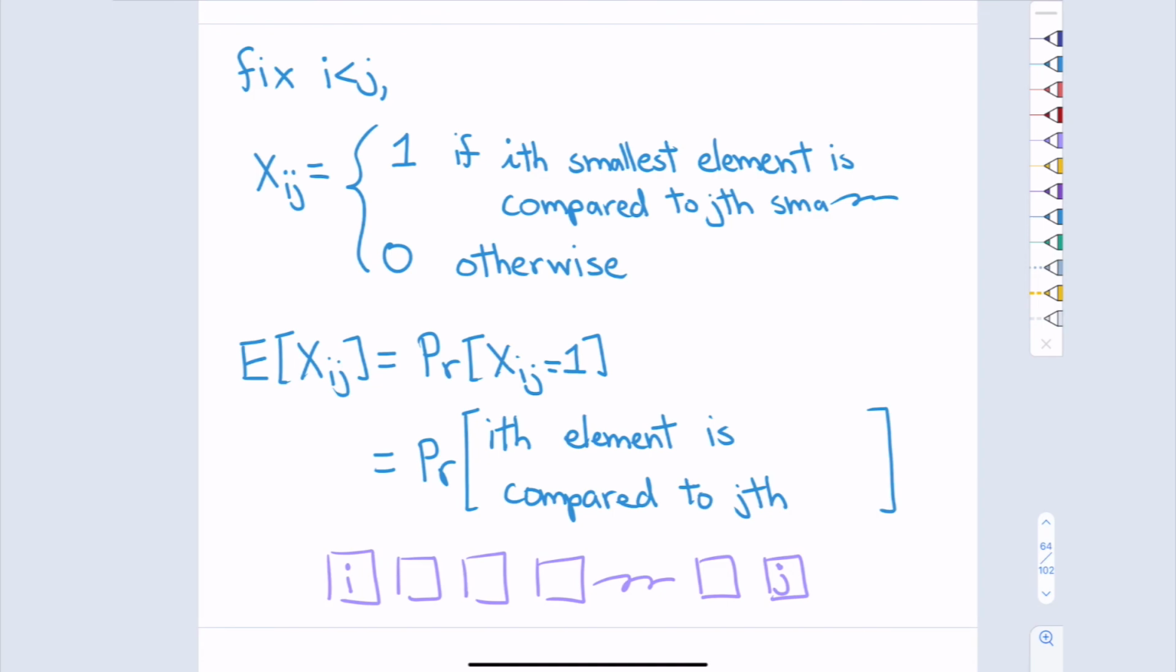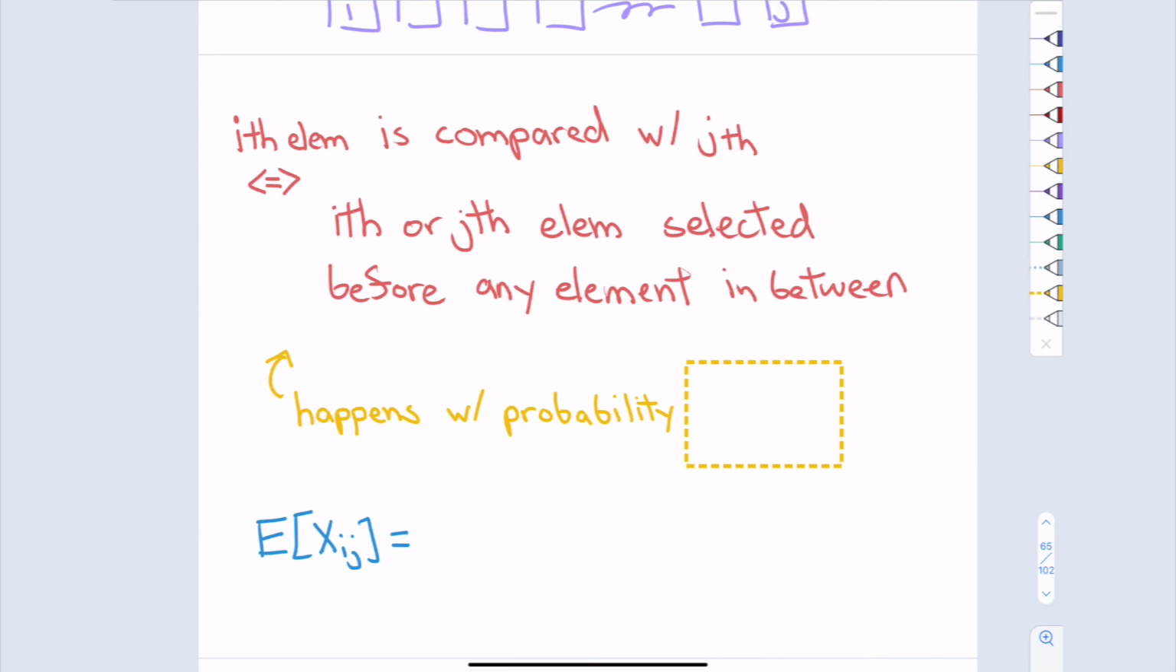Okay. So, x_ij is equal to 1 if and only if the ith or jth element is selected before anyone in between as a pivot. Now, every round is completely fair. We're always picking a uniformly random pivot, so no one's getting preferential treatment. So out of those j minus i plus 1, hopefully that's correct, elements in that string, they all have an equal chance of coming first. So this will be 2 over j minus i plus 1. That's the expected value of one of these. Which makes some sense: if they are very close to each other, like j equals i plus 1, that probability is 1, they never get put apart. If they're really far apart, the probability is more like 2 over n, they're unlikely to be compared.